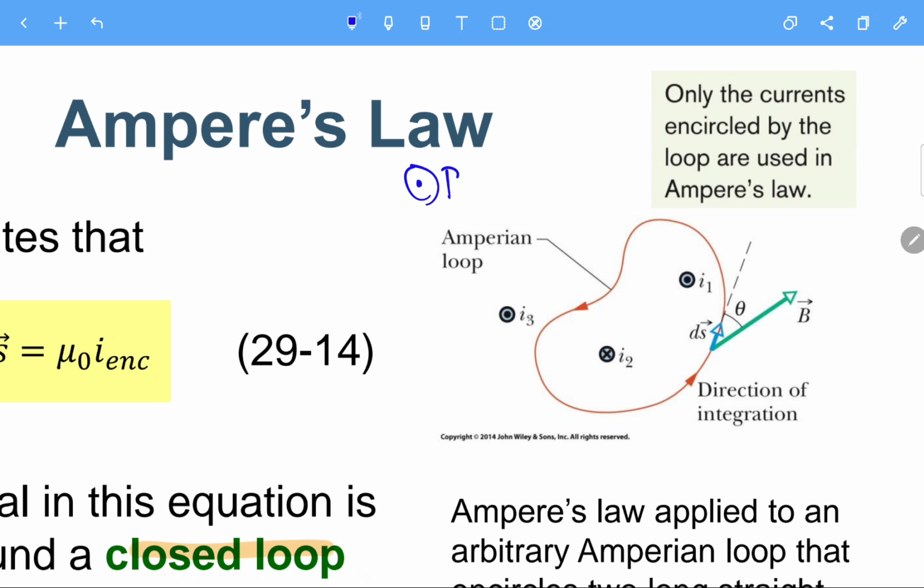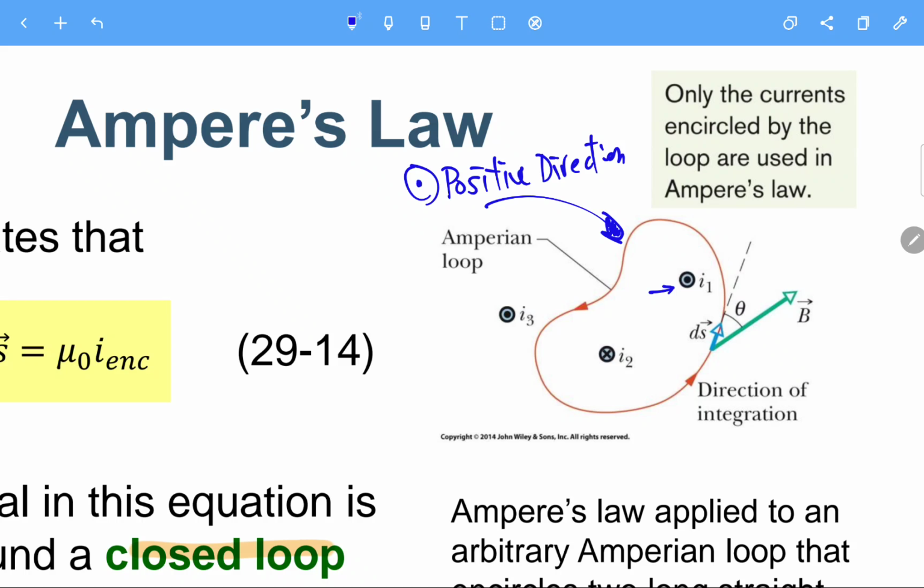So positive direction is out of the page, which is related to the definition of the loop. If the loop is counterclockwise, then the positive direction is out of the page. If the loop is clockwise, then the positive direction is into the page.